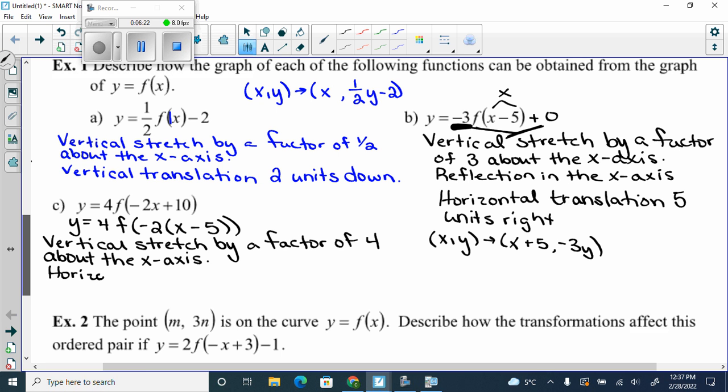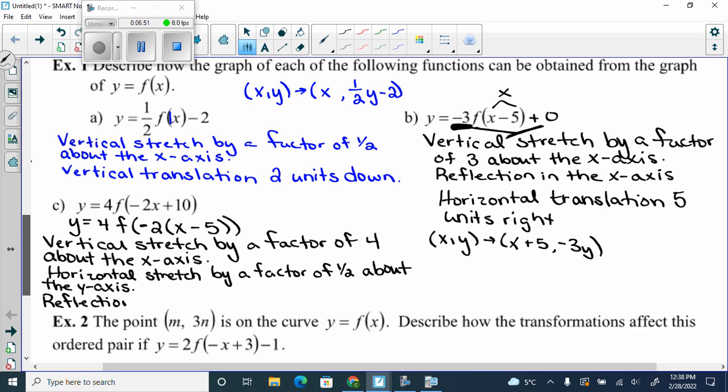Horizontal stretch by a factor of 1/2 about the y-axis. Are there any reflections? Yep, there's one here. It's with the x, right? So it's a reflection in the y-axis. If it's with the x, it's always reflection in the y-axis. And then I have one last thing. A horizontal translation, 5 right, just like the last one, right?